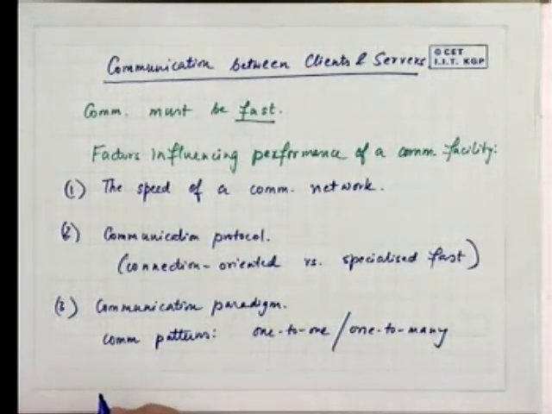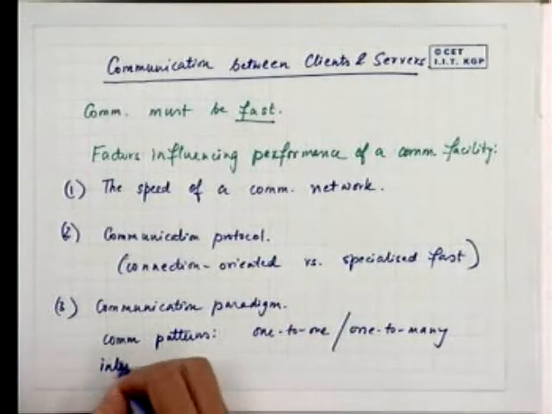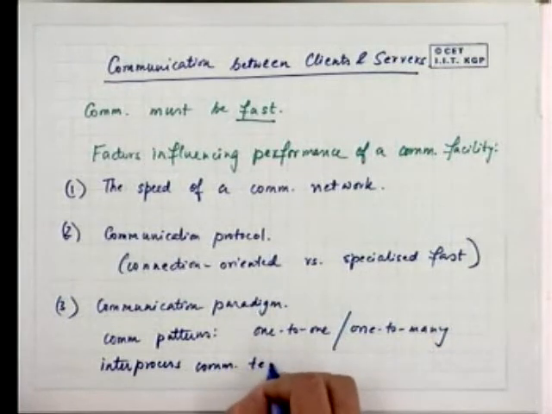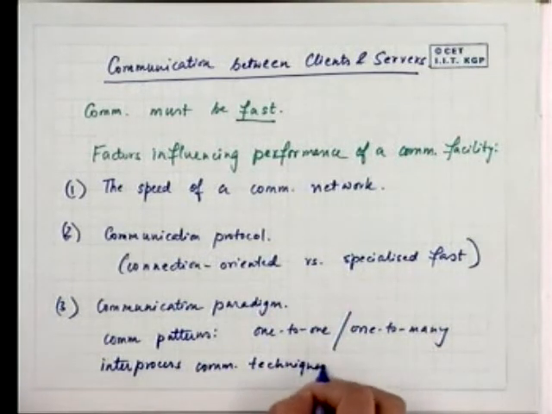And secondly, we look at some inter-process communication mechanisms. There are two important inter-process communication mechanisms. One is message passing and two is remote procedure calls. We will look at the details of both these communication paradigms, message passing and remote procedure calls. Today, we start with message passing.